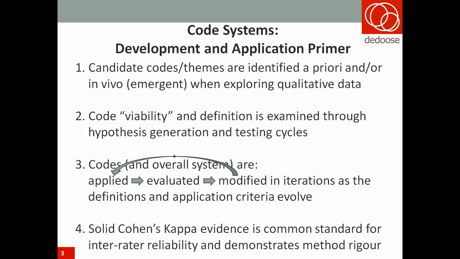And then, of course, we want to always be open to codes that are developed in vivo, or emergent codes. So when we're entering the qualitative data, we remain open to hearing things that we might not have anticipated.